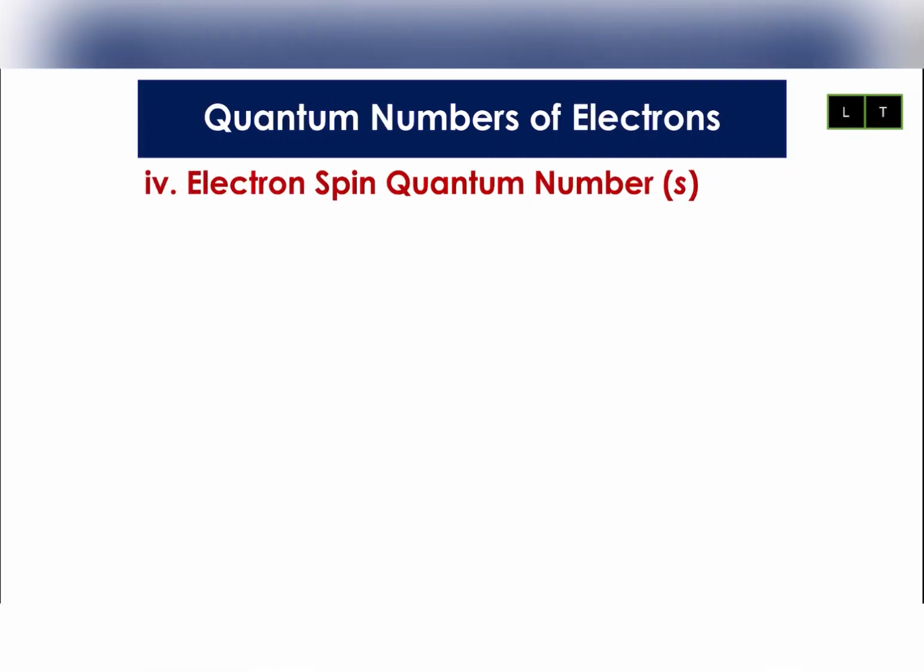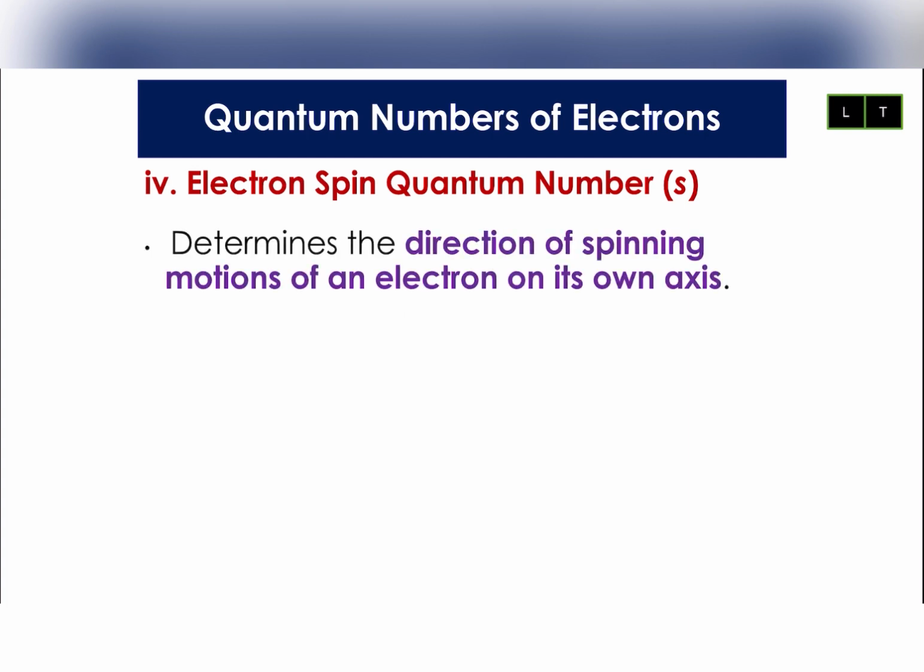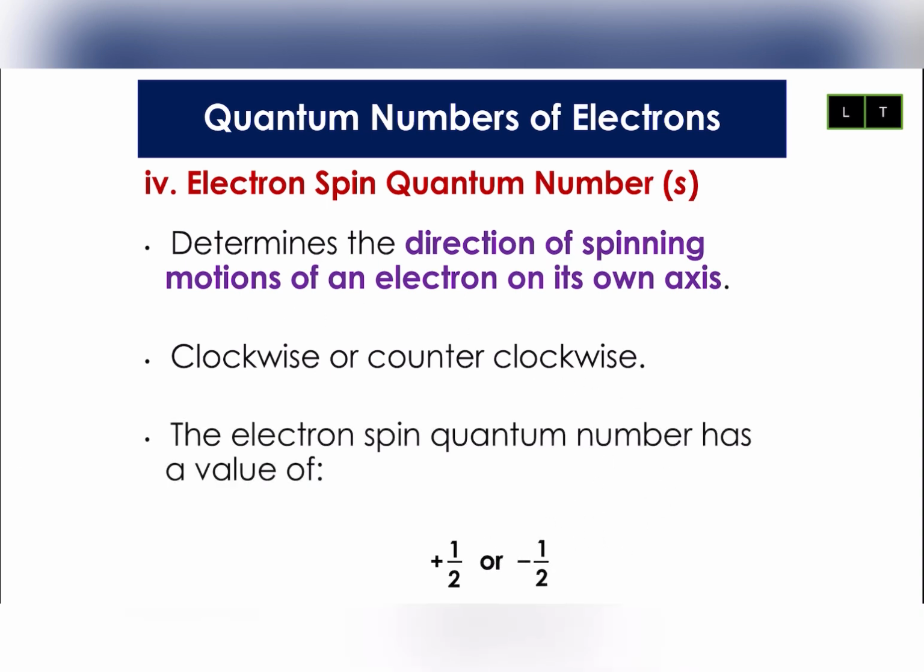Next, we go for the last quantum number of electrons, which is electron spin quantum number. The symbol is S. So, based on this part, S can determine the direction of spinning motion for an electron at its own axis. And the spinning direction can be clockwise or anti-clockwise. It depends on which one that you want to use. And we are going to indicate the direction clockwise and anti-clockwise by using the number positive half for clockwise or negative half for anti-clockwise.